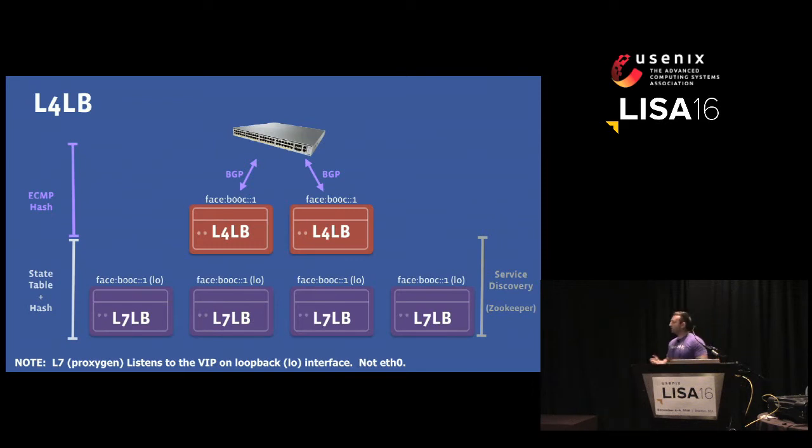So the request comes into the L4 load balancers. It looks at basically all the pool members behind it. It does a consistent hash on that request, and then it gets sent to the L7 load balancers.